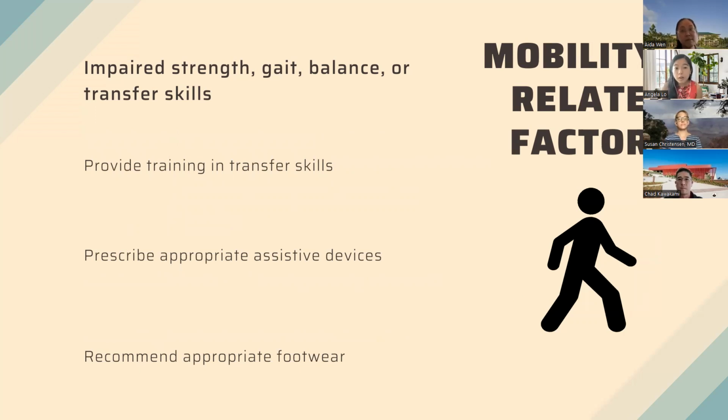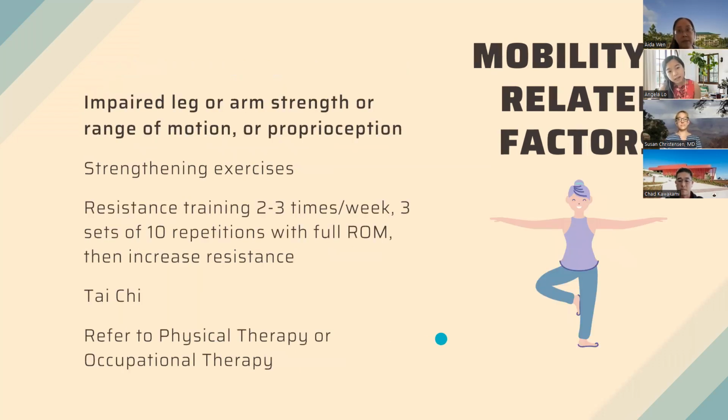And then you can also provide training in the patient and their caregiver in transfer skills, prescribe appropriate assistive devices, and then recommend appropriate footwear. If they have impaired leg or arm strength or impaired range of motion or proprioception, strength exercises are really important, including resistance training 2 to 3 times a week, Tai Chi, as we mentioned before, and also a referral to physical therapy or occupational therapy would be beneficial as well.